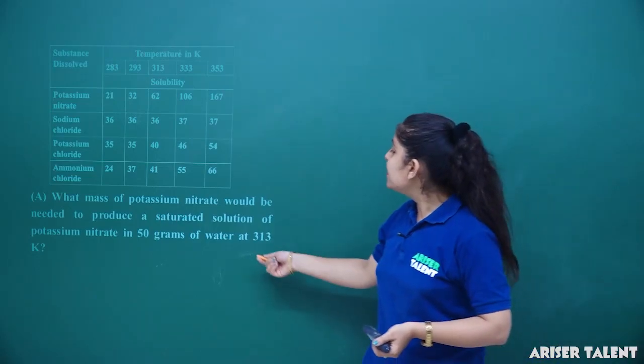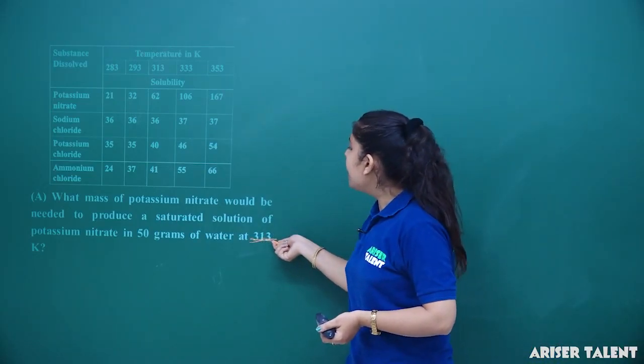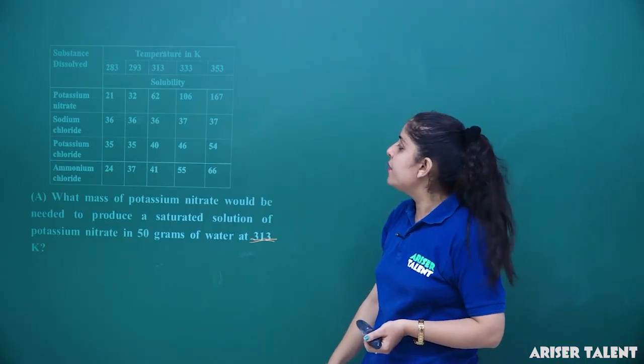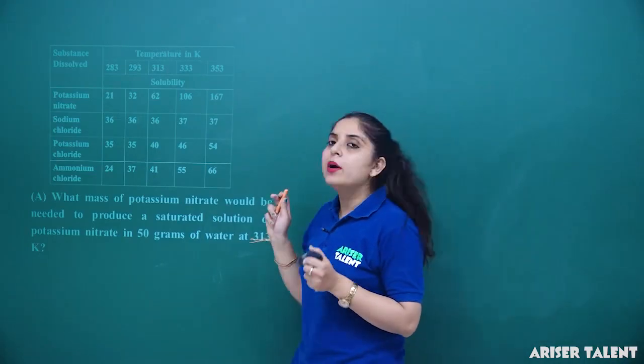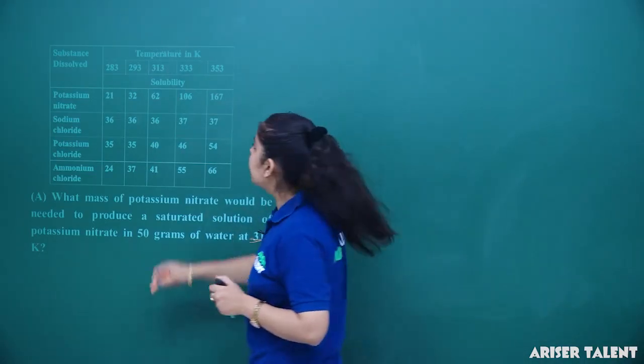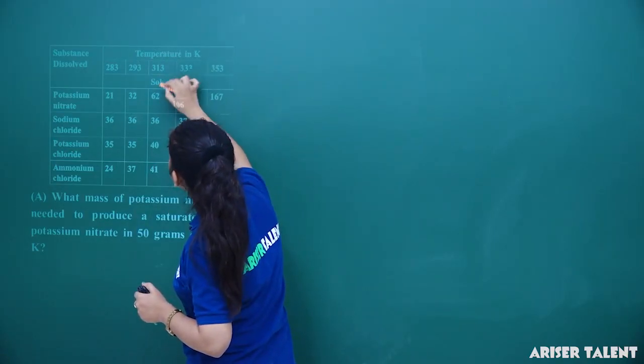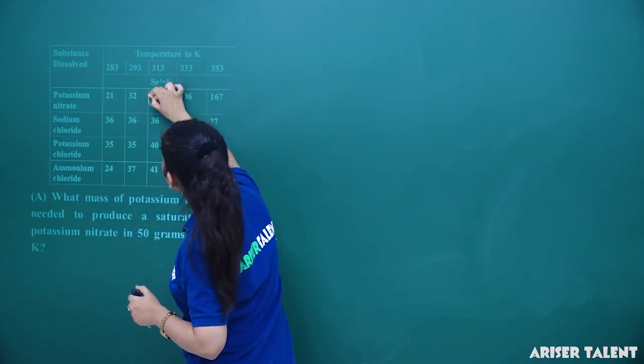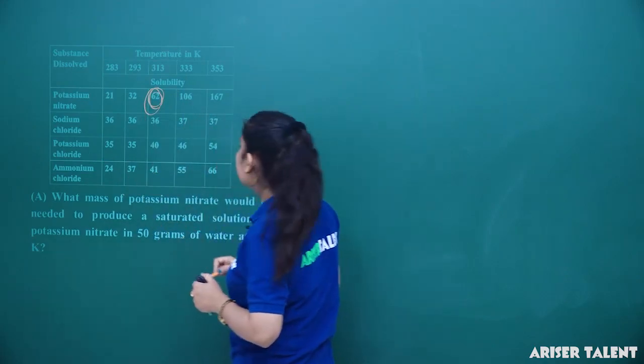So the table given here has some substances at different temperatures and different solubilities. Now what you have to identify, the first part here is, what mass of potassium nitrate would be needed to produce a saturated solution of potassium nitrate in 50 gram of water at 313 Kelvin. So now let's see in the table that at the temperature of 313 Kelvin, the potassium nitrate you are getting in 100 gram of water is approximately 62. You can see that the potassium nitrate has a solubility of 62.